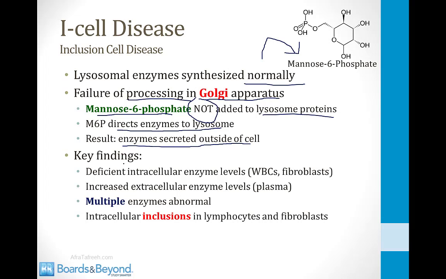Patients who have I-cell disease have deficient intracellular enzyme levels when you measure the levels of lysosomal enzymes inside of white cells or fibroblasts. In addition, if you measure the enzyme levels of lysosomal enzymes in the plasma, which represents the extracellular space, you will find that those enzyme levels are elevated. So low levels inside of cells, high levels outside of cells. In addition, multiple enzymes are abnormal. This makes I-cell disease different from the other storage diseases we've been talking about, where it's a single enzyme that represents the problem. And then finally, in I-cell disease, intracellular inclusions are seen in white cells and fibroblasts, and that's why it's called inclusion cell disease.